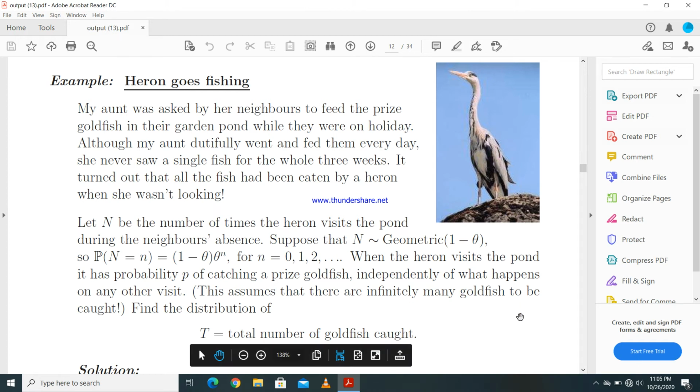Okay, so here what you have to find is: when the heron visits the pond, it has a probability p of catching a prize goldfish independently of what happens on any other visit. This assumes that there are infinitely many goldfish to be caught. Find the distribution of T, that is the total number of goldfish caught.